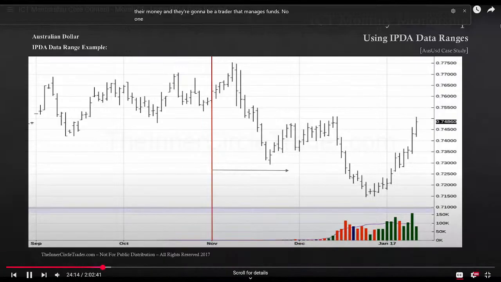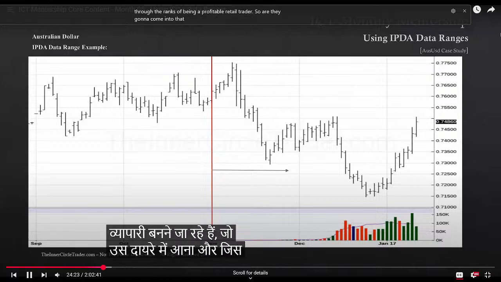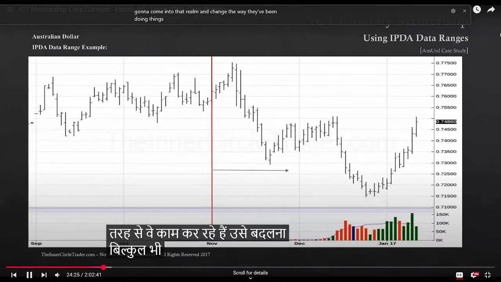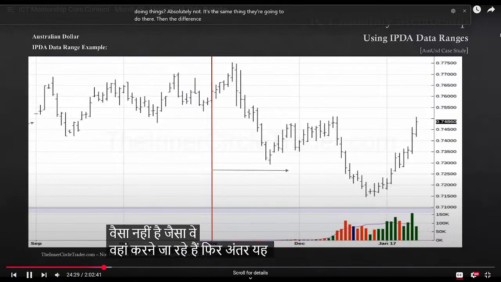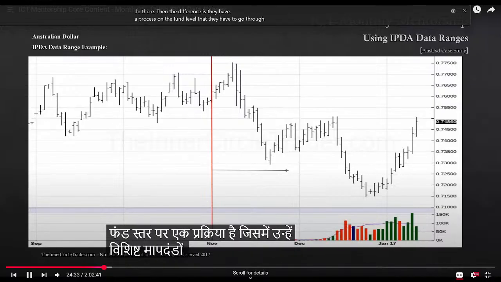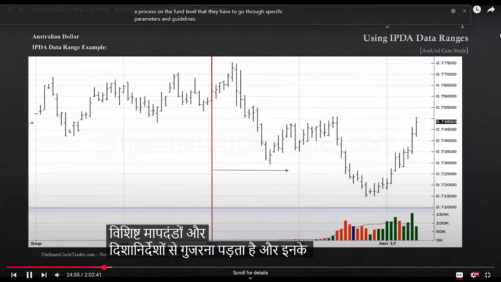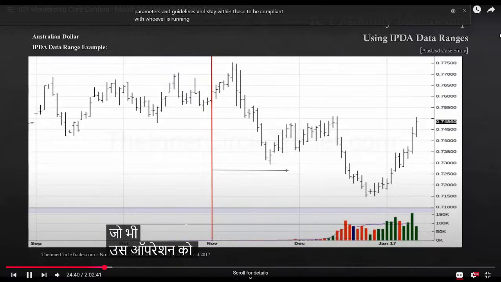No one wakes up and is born a large fund trader. They come up through the ranks of being a profitable retail trader. So are they going to come into that realm and change the way they've been doing things? Absolutely not. It's the same thing they're going to do there. The difference is they have a process on the fund level that they have to go through, specific parameters and guidelines, and stay within these to be compliant with whoever is running that operation behind the scenes.